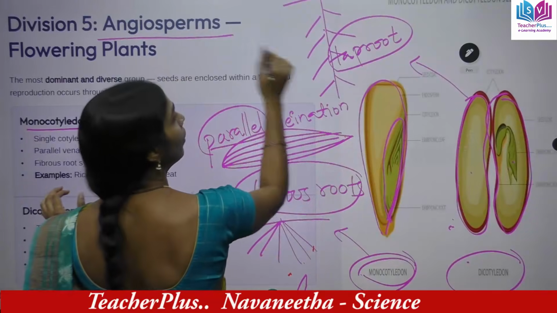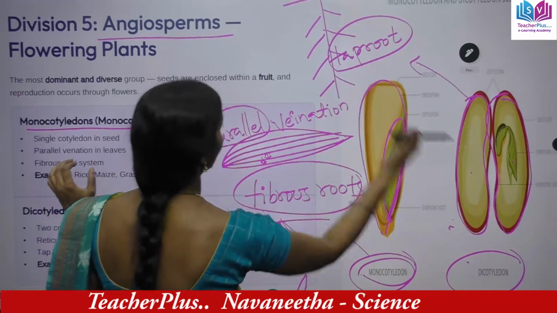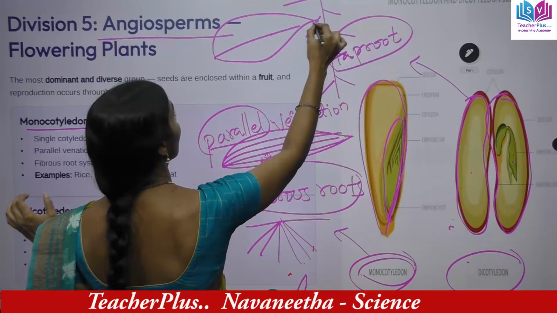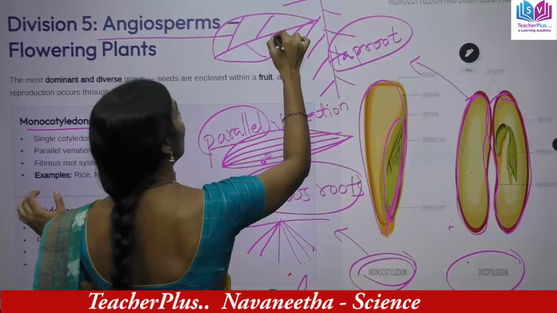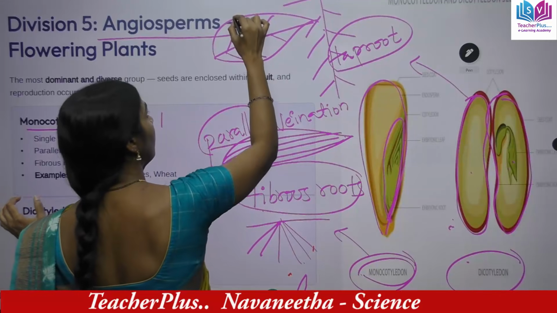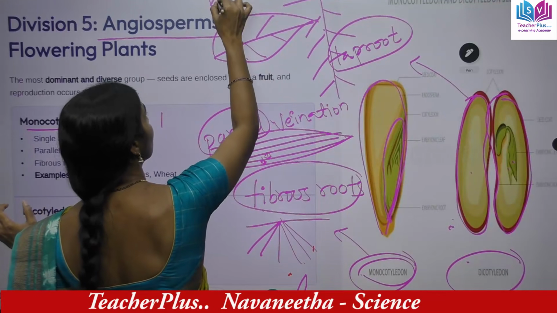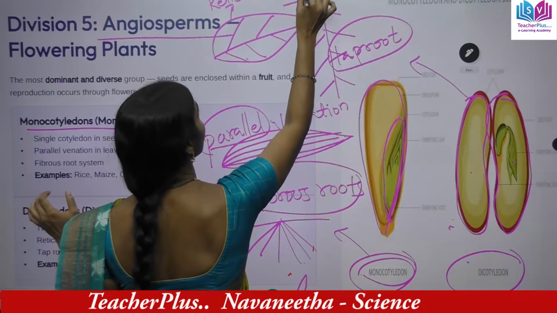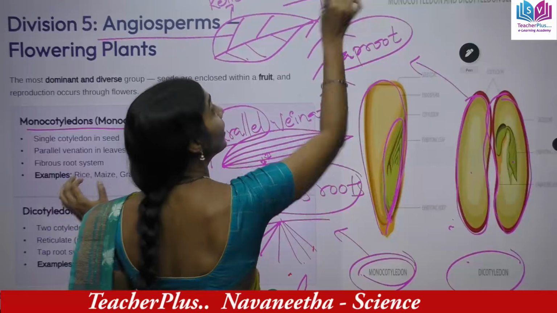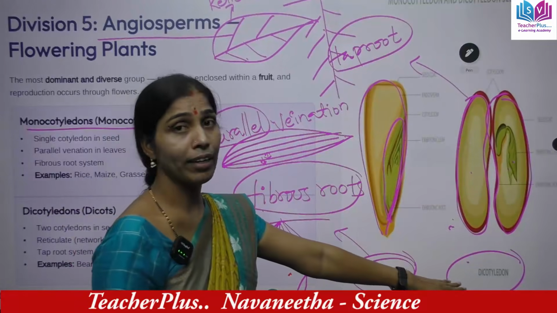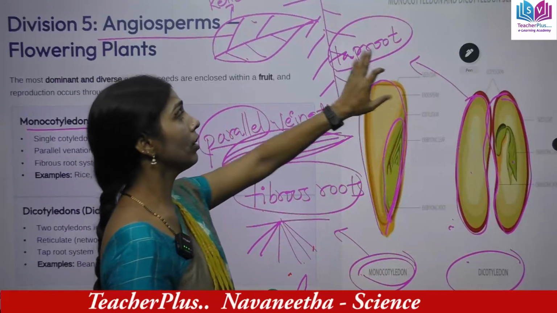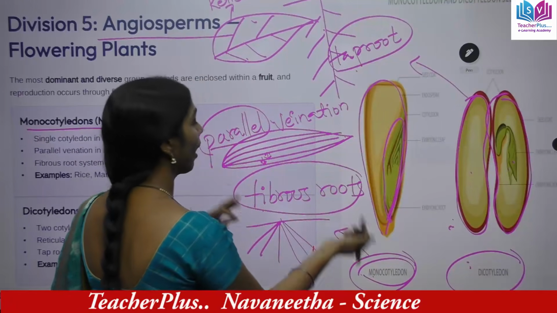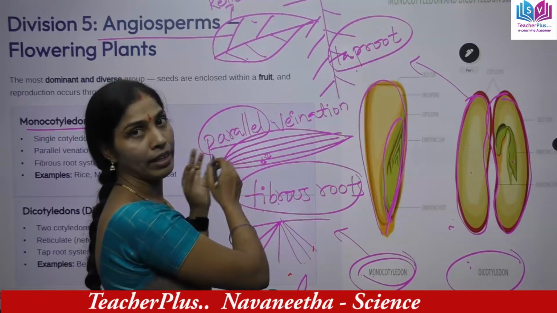Okay, and coming to the taproot system or dicotyledon, they have reticulate venation. So this is reticulate venation. All dicotyledon plants have reticulate venation, a taproot system, and two seed leaves. And monocotyledons have fibrous roots and parallel venation.